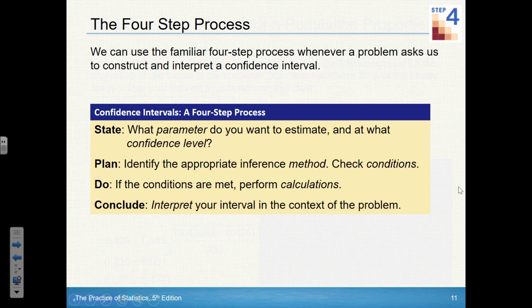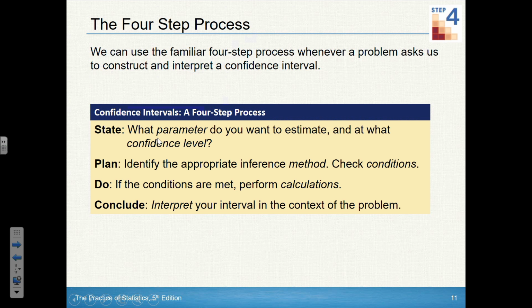Now, that was kind of an informal way to go about the problem. We talk about in statistics something called a four-step process. And the four-step process is a very specific, very formal way to go through and actually conduct a confidence interval, or later on, as we'll talk about, a significance test. So what does it look like?